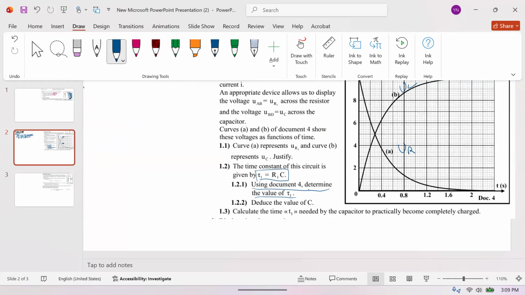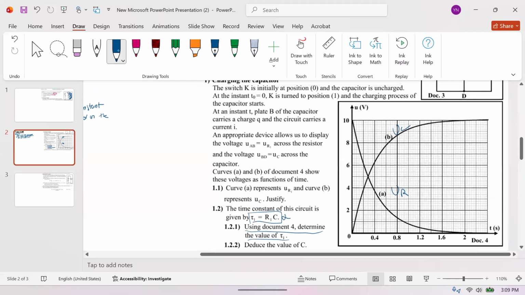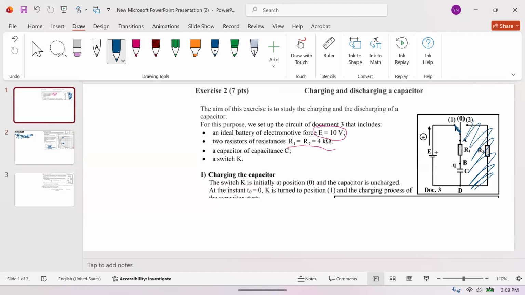As I always say, tau 1 has different ways to be calculated. Theoretical, using the formula just mentioned here, or graphical, by finding where UC is at 63% of its maximum value. So now tau 1 can simply be R1 times C. Do we have that in the given? We don't have the capacitance, so we have to use the figure.